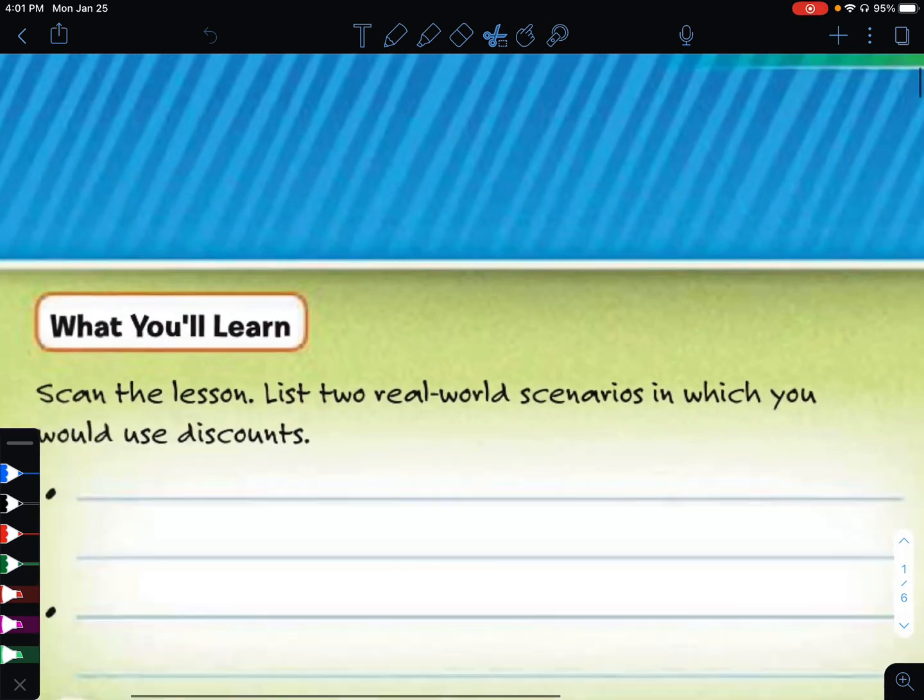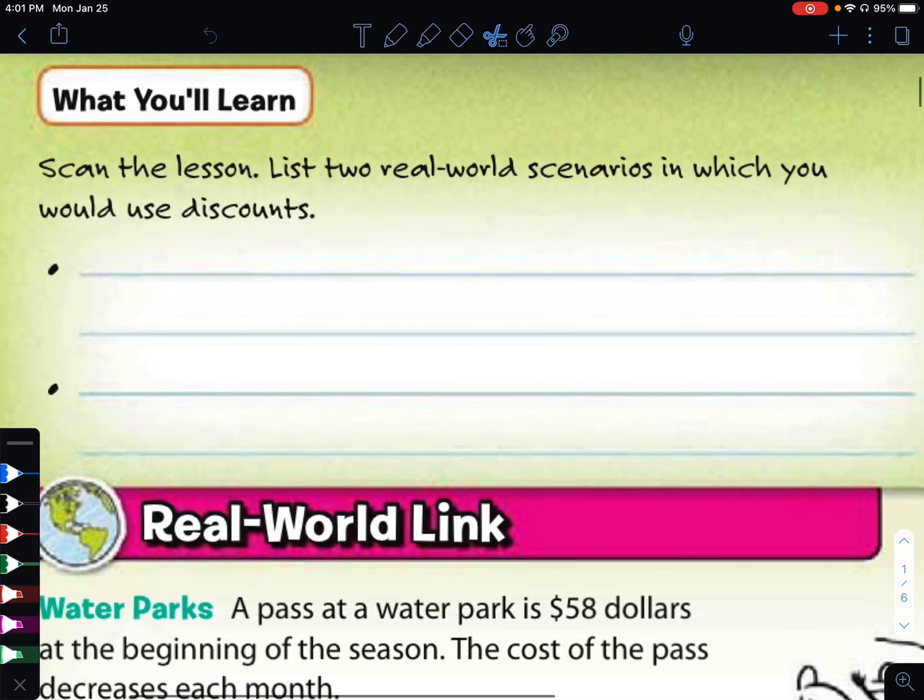So if we scan our book, the book in front of you right now, and it asks you to list two real world scenarios in which you could use discount, you can pause this video and scan your lesson.